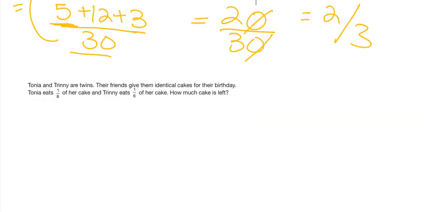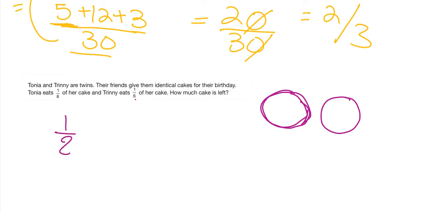Okay, there is another example. Tony and Trini are twins. Their friends give them identical cakes for their birthday. Tony eats 1 over 8 of her cake and Trini eats 1 over 6 of her cake. How much cake is left? Okay, if the cakes are the same, let's take that both are purple in color and both are the same size. So what do we need to do?